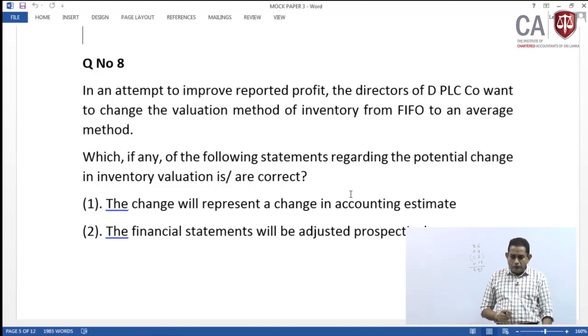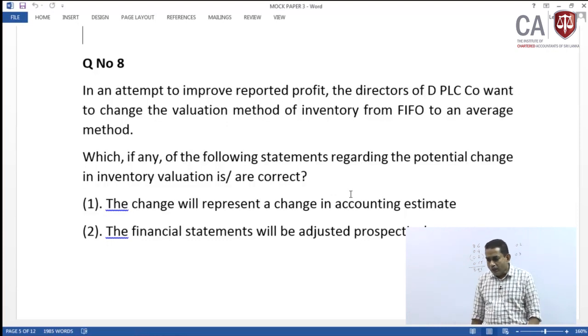Or if you change your accounting policies, accounting methods relating to the valuations of assets and liabilities, once again that is an easy method to identify what accounting policy changes are. Now, inventory valuation from FIFO to weighted average is an accounting policy change.